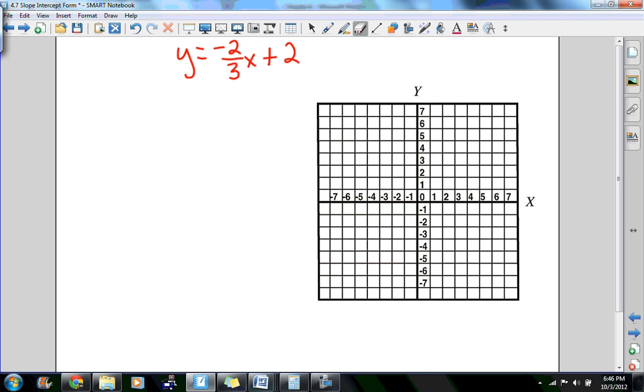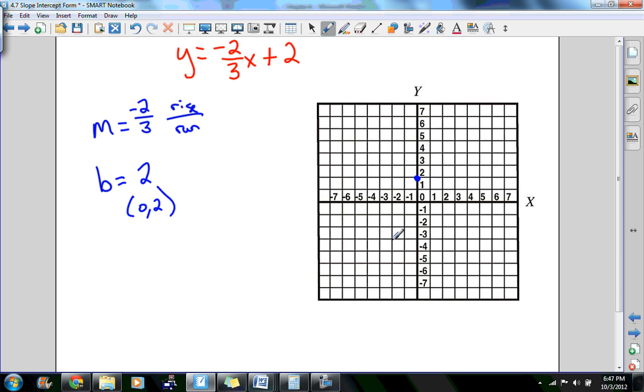For this one, you didn't have to write it in function form. It was already done for you, so you could just do the m and the b. Your m value is negative 2 over 3, and that's rise over run, and your b value is 2, or the ordered pair (0, 2). So I'm going to go to (0, 2), so that's my b value right there.